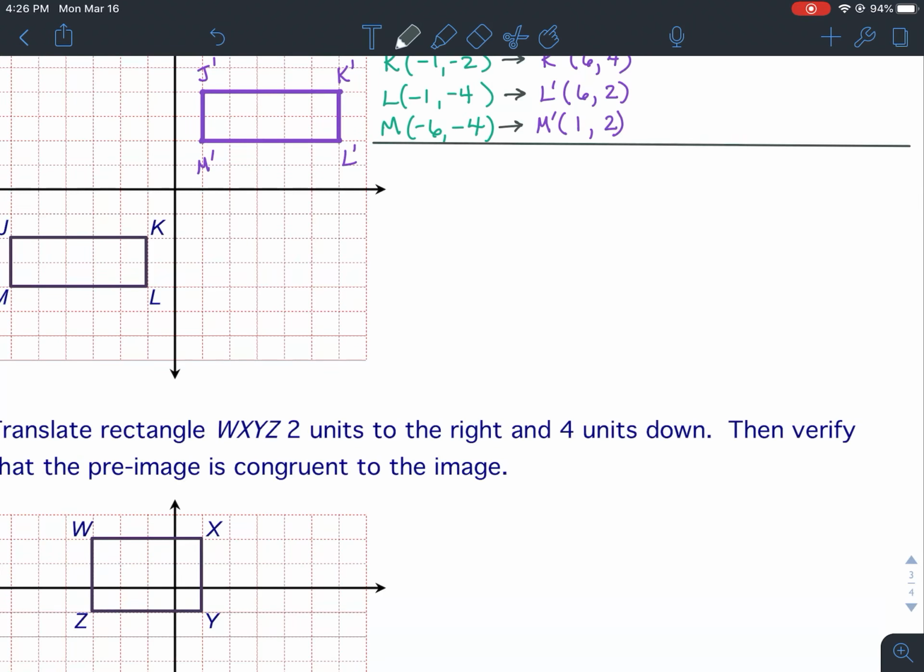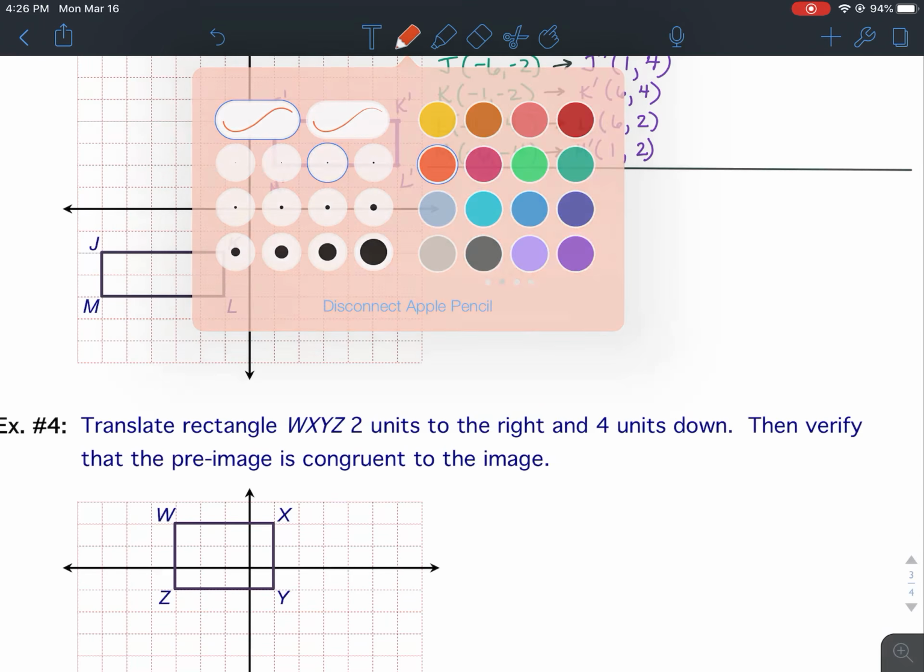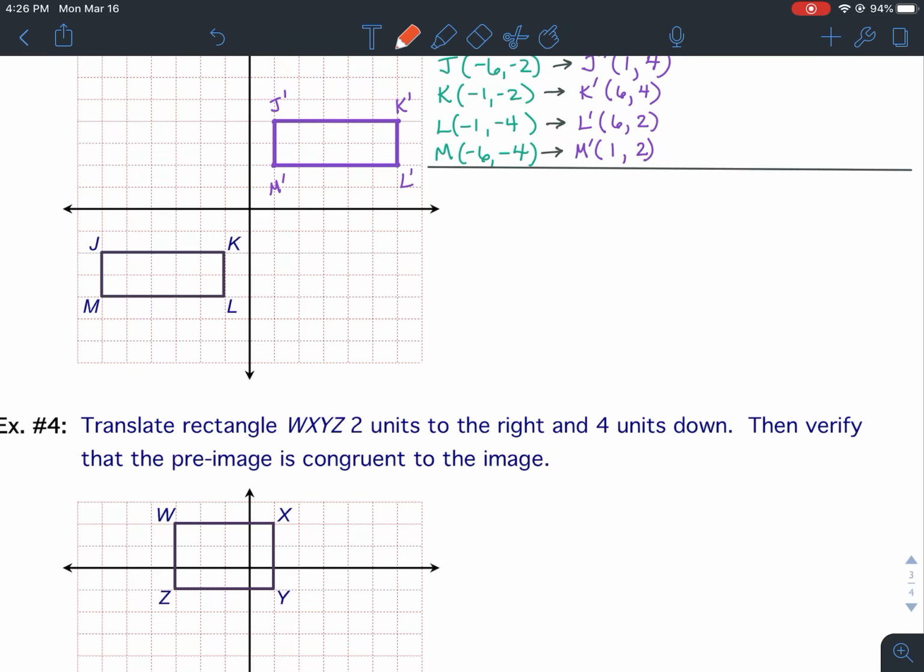So the first thing we're going to do is we're going to verify that all the sides are congruent. Well, if you look at your original figure, JK is 5 units, KL is 2 units, LM is 5 units, JM is 2 units. If you go to your prime figure, JK is 5, then we've got 2, 5, and 2. So the corresponding sides are congruent lengths. So this is how we would write this.